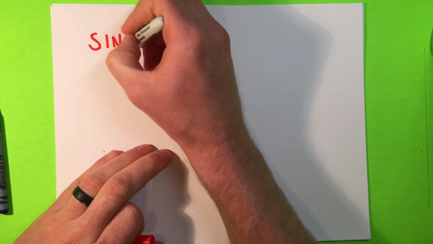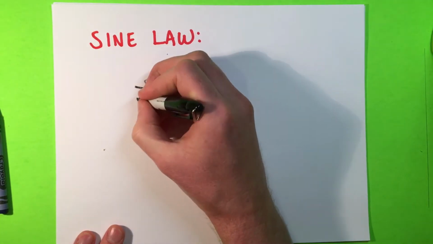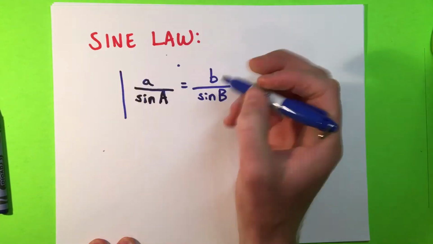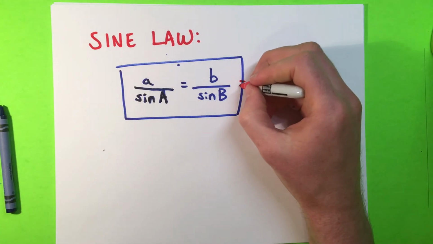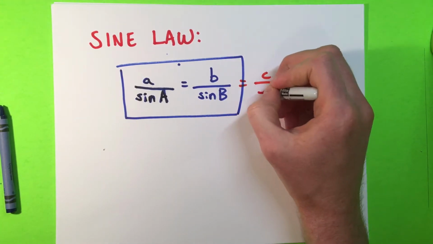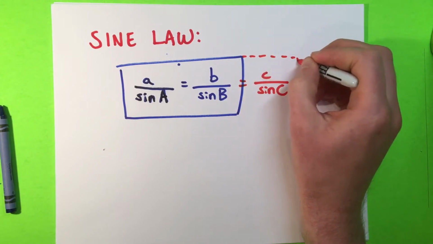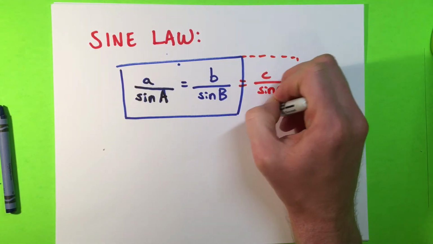So what is the sine law? Sine law is a over sine A equals b over sine B. And sometimes you can add c over sine C to the end as well. But generally you just use it with 2. Sometimes you see it with that c as well. Only one equal sign is what you use. So it's a over sine A equals b over sine B.